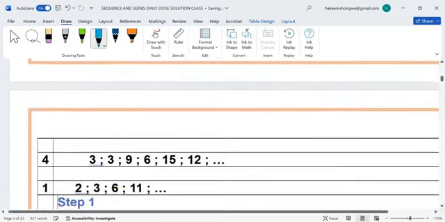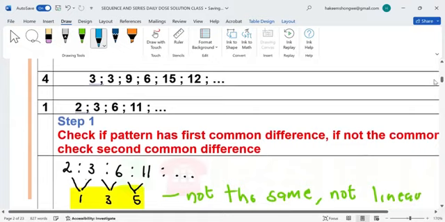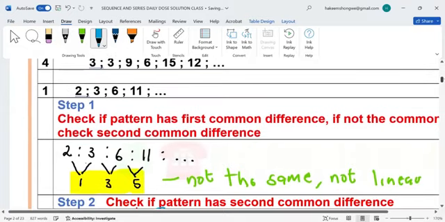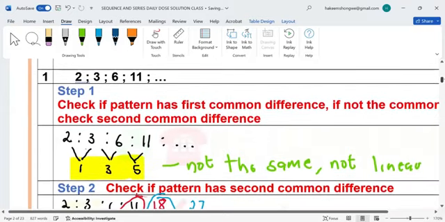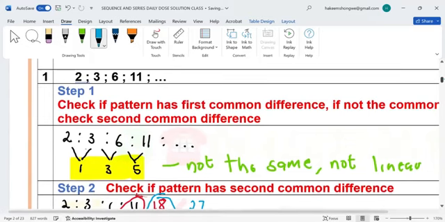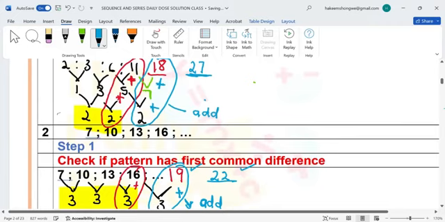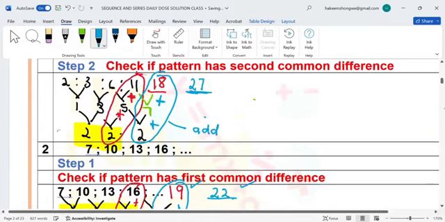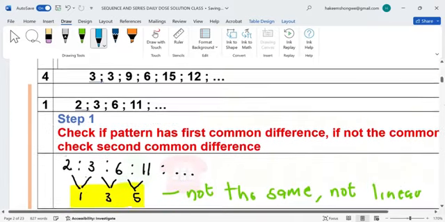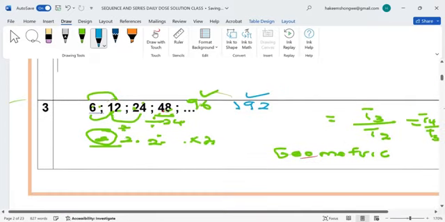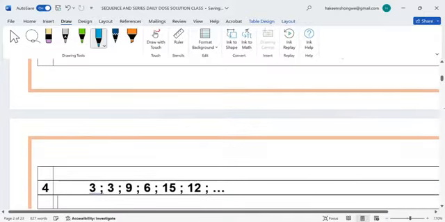So all in all, your steps are simple. If you are given a pattern and they say write down the next 2 terms, first thing first, you have to check if the pattern has a common difference. If it doesn't have a common difference, check if we have a second common difference. And then if it has a second common difference, then it makes it to be what? To be a quadratic. But if you check and it doesn't have a second common difference, you can go and check if it's geometric. Now let's check number 3 or number 4.